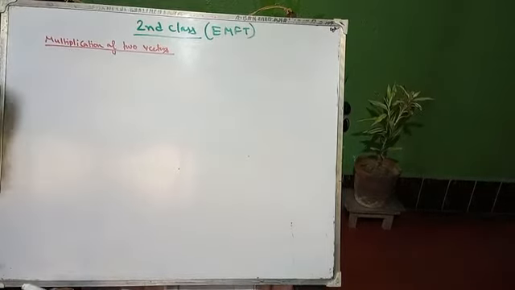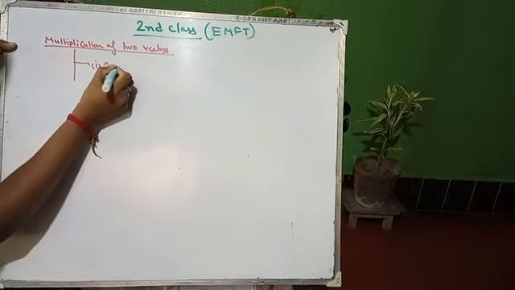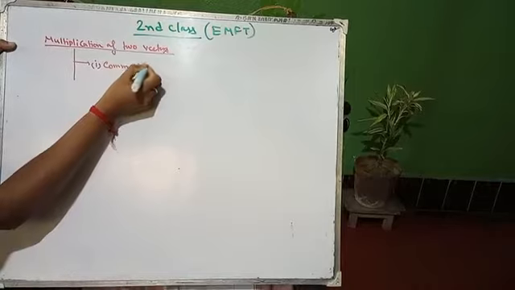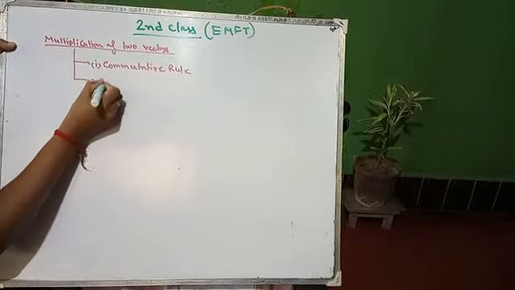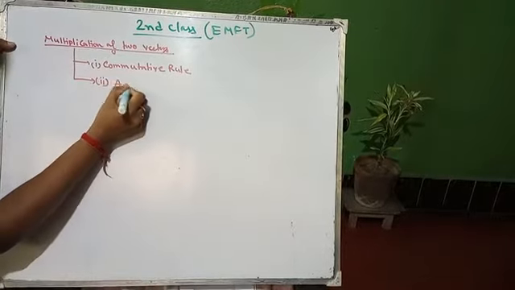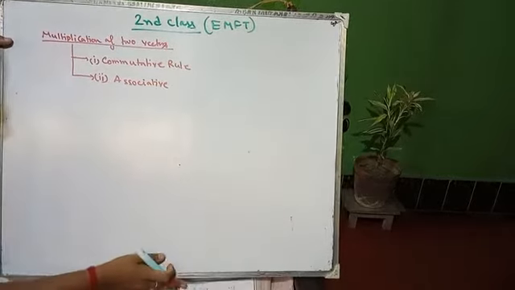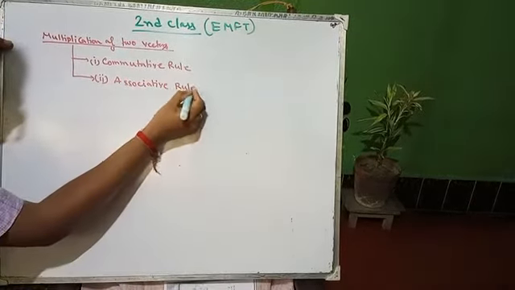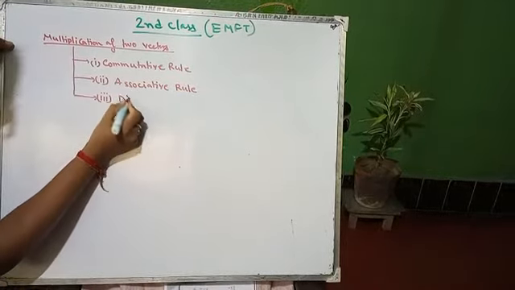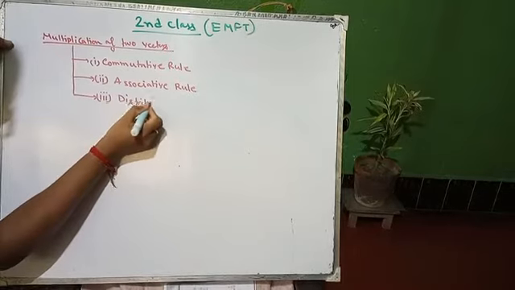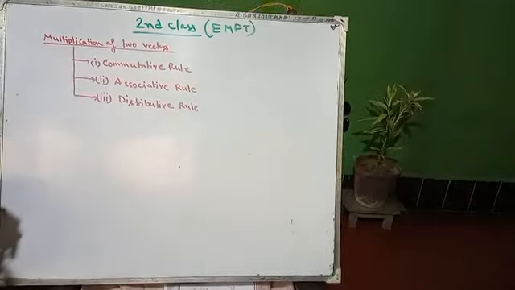First one is the commutative rule. Second rule, the associative rule. Third one, distributive. So what does the commutative rule state?